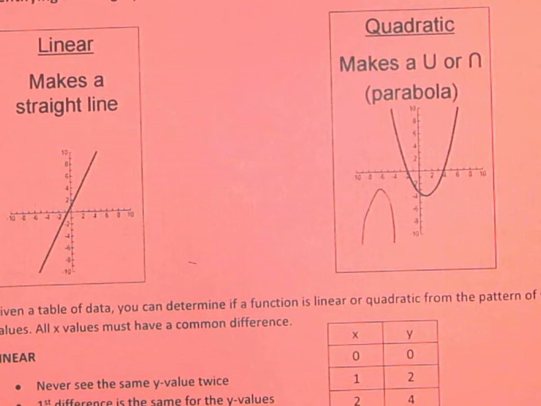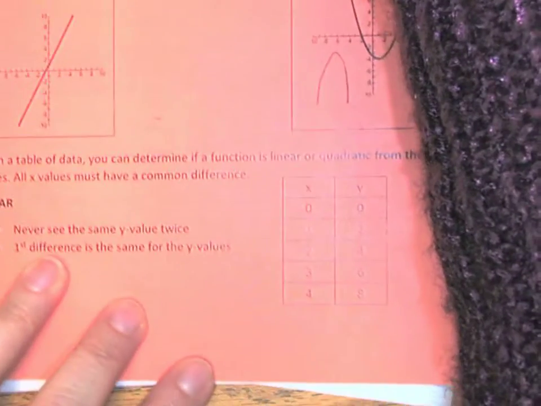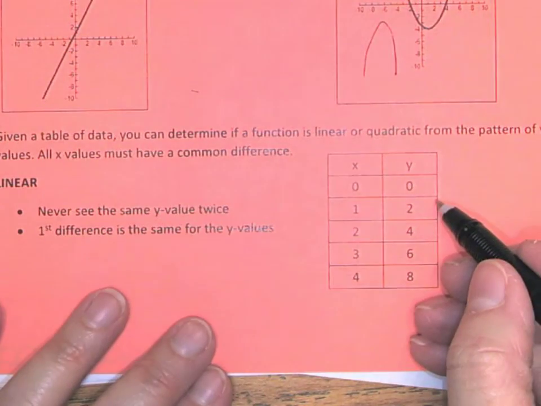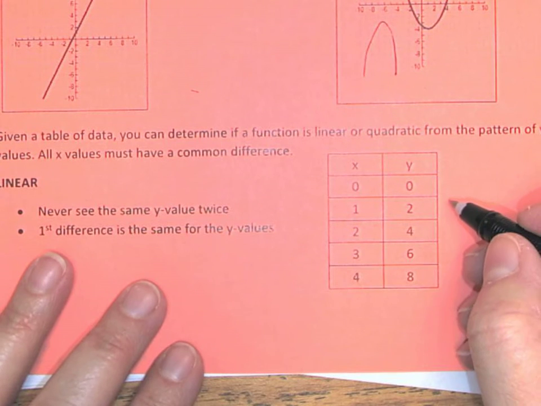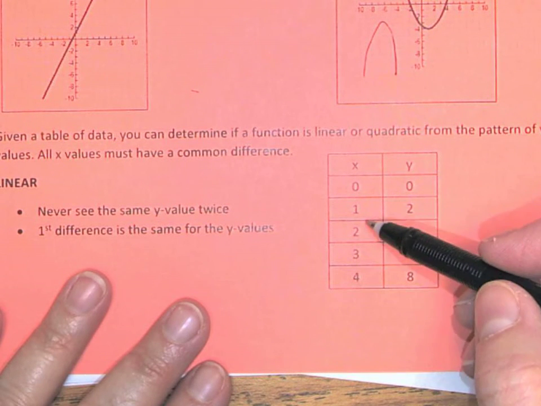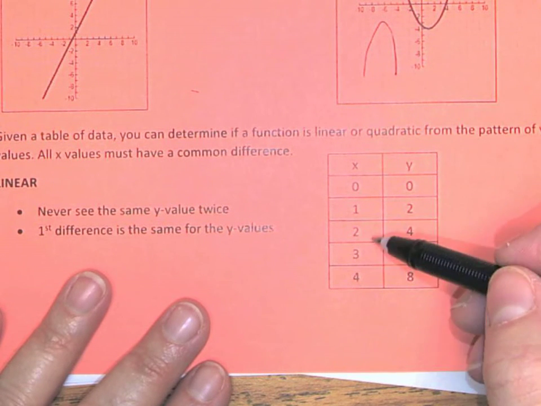So from a table of values, you can tell whether an equation is linear or quadratic. It's actually quite easy to tell. You look at the differences. So linear, if it's a function, you're not going to see the same y value twice. The first difference is the same for all the y values.